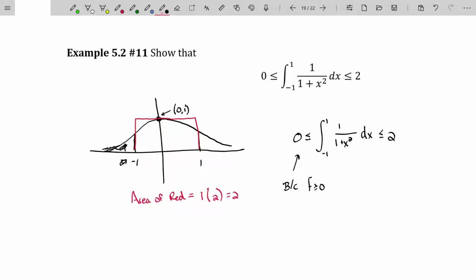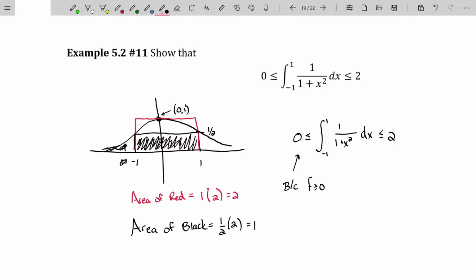You could actually tighten up this bound, by the way. I could have technically got it tighter to say, look, at 1 and -1, that height is 1/2. So I could say that the area underneath the curve is bigger than this black shaded area. Area of black: when x is 1, our function is 1/2, so the height is 1/2. The width is still 2, so the area is 1.